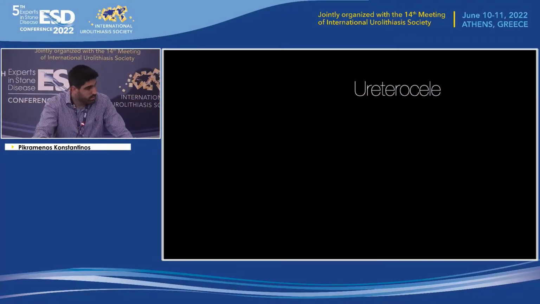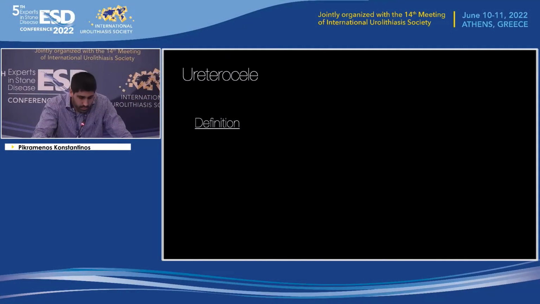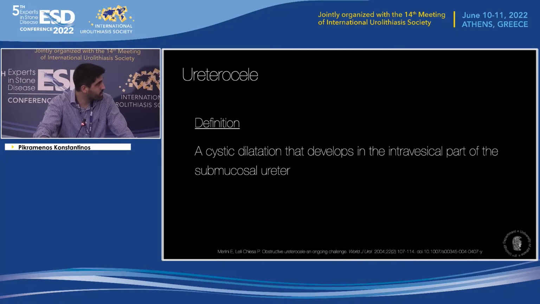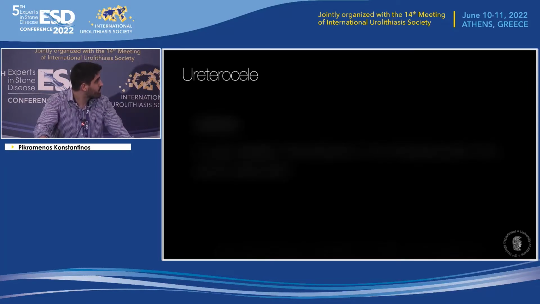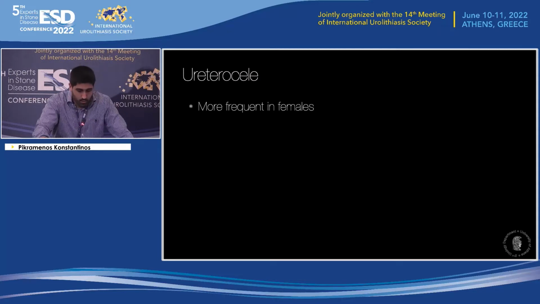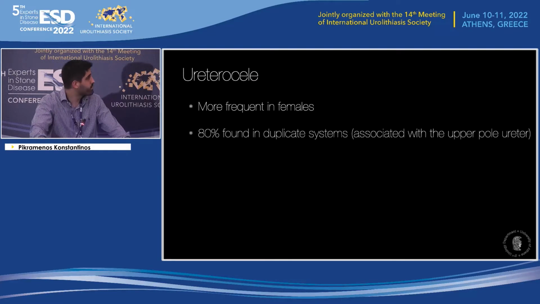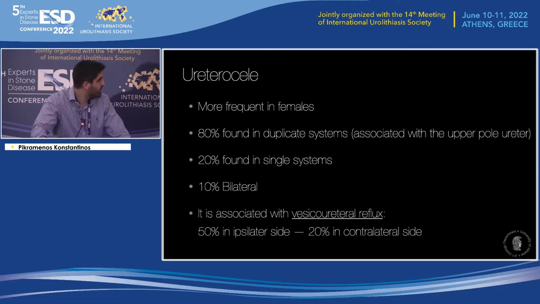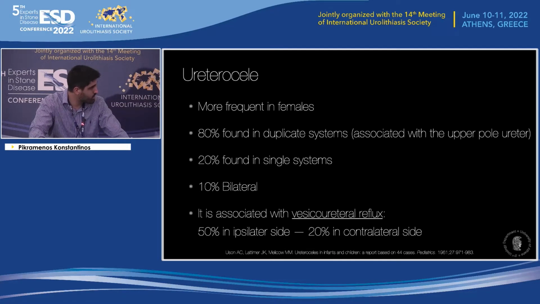Let's start with some basics. The definition of a ureterocele: it's a cystic dilatation that develops in the intravesical part of the submucosal ureter. It's more frequent in females. 80% is found in duplicate systems and usually associated with the upper pole. 20% is found in single systems. 10% is bilateral and is usually associated with vesicoureteral reflux, 50% on the ipsilateral side and 20% on the contralateral side.